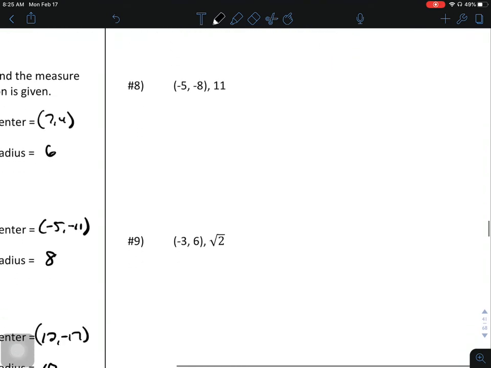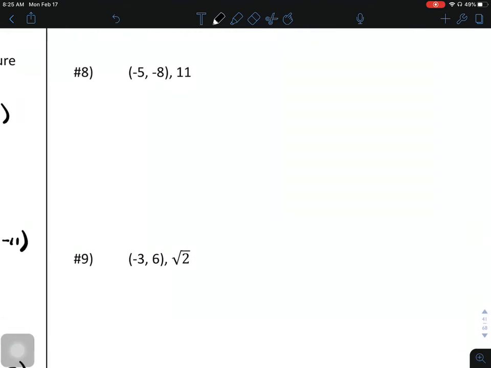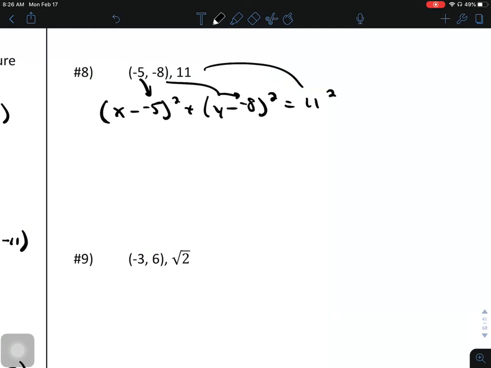Number 8. This is supposed to be the general equation of a circle, x minus a number squared plus y minus a number squared equals the radius squared. So the x value of the center is -5, the y value is -8, and the radius is 11. Simplifying this, it's x plus 5 quantity squared plus y plus 8 quantity squared equals 121.